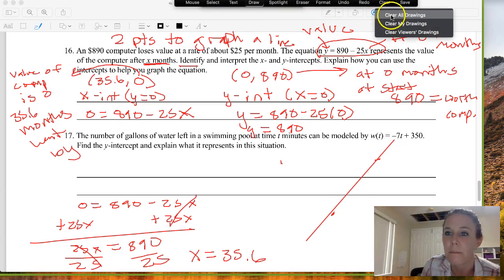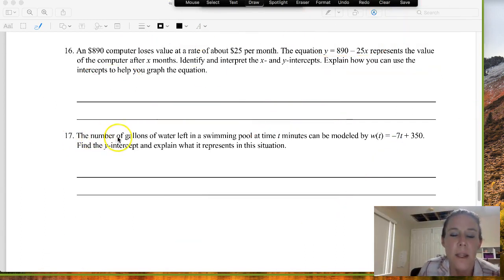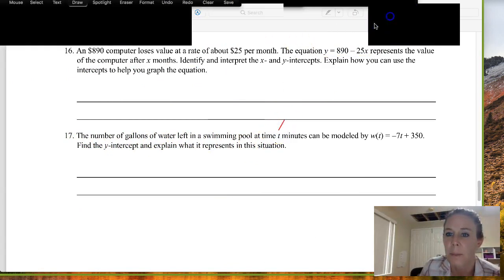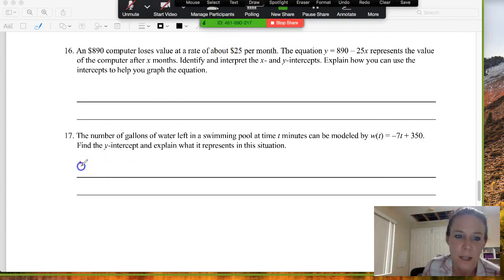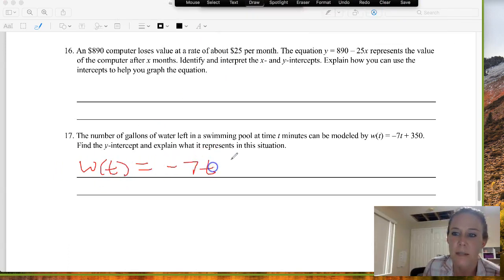Okay. Let's look at this last one. The number of gallons of water left in a swimming pool at time t can be modeled with this function. W of t equals negative 7t plus 350. Find the y-intercept and explain what it represents in this situation.